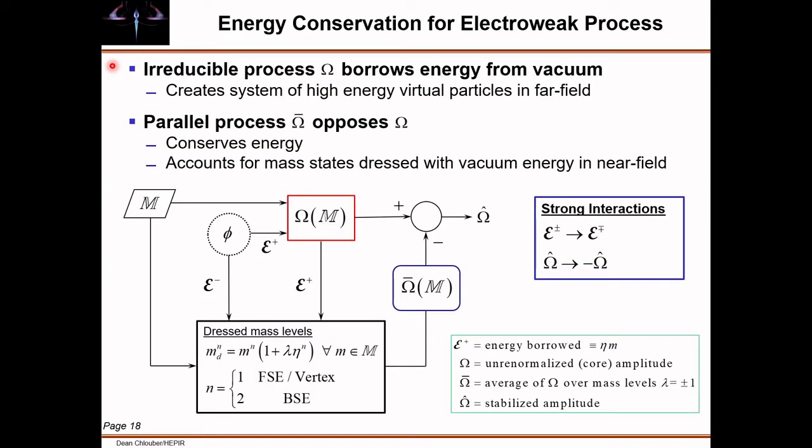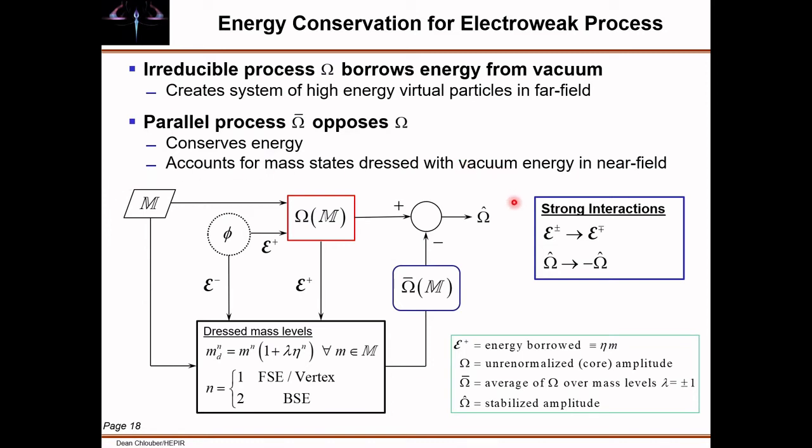Okay, now let's put it all together and assume that an irreducible process omega borrows energy from the vacuum, creating a system of high-energy virtual particles in the far field. Then to conserve energy, we require a parallel process, omega bar, which opposes omega and accounts for mass states that are dressed with vacuum energy in the near field.